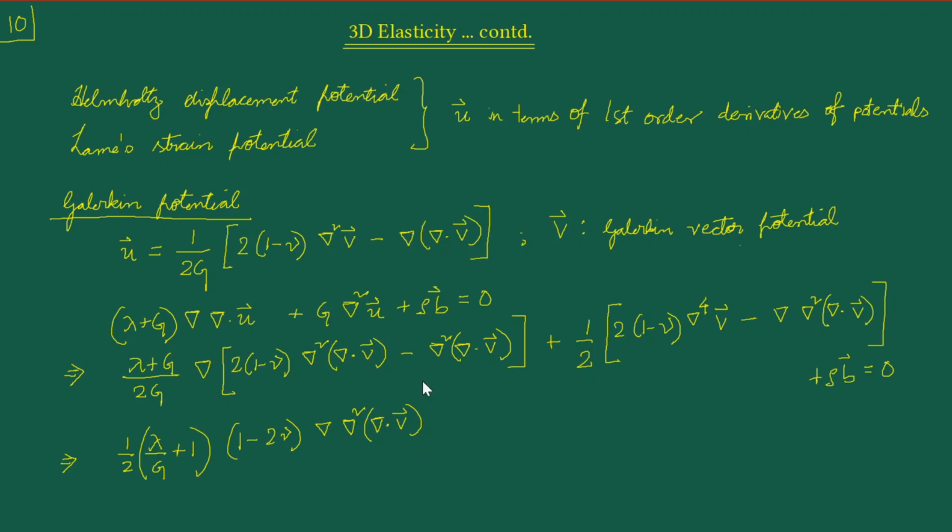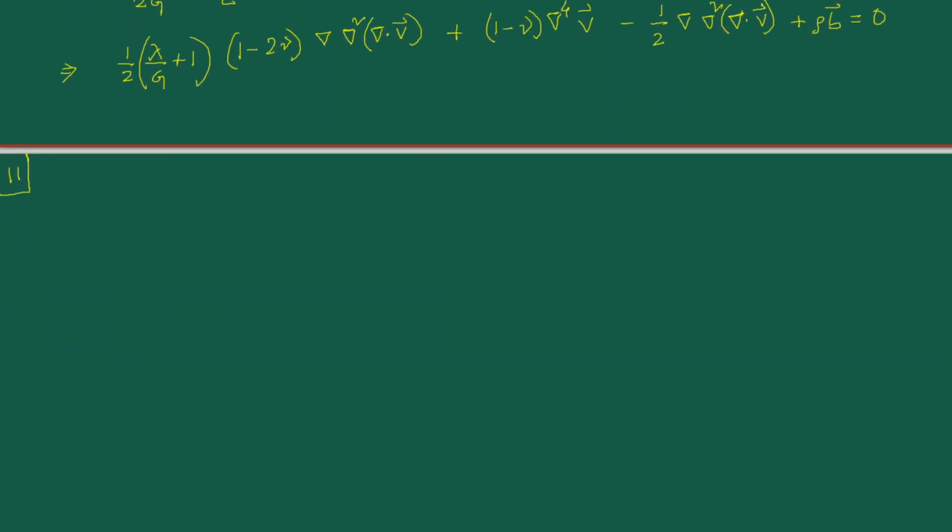Next, so this entire first term is done for. This half and this 2 cancel, so we don't need this. We just have this 1 minus nu bi-harmonic of v vector and 1 by 2 gradient of the Laplacian of the divergence of the v vector plus rho v vector is equal to 0. Now you see we have this lambda by g plus 1 term. Let us see what is actually that if we try to simplify it.